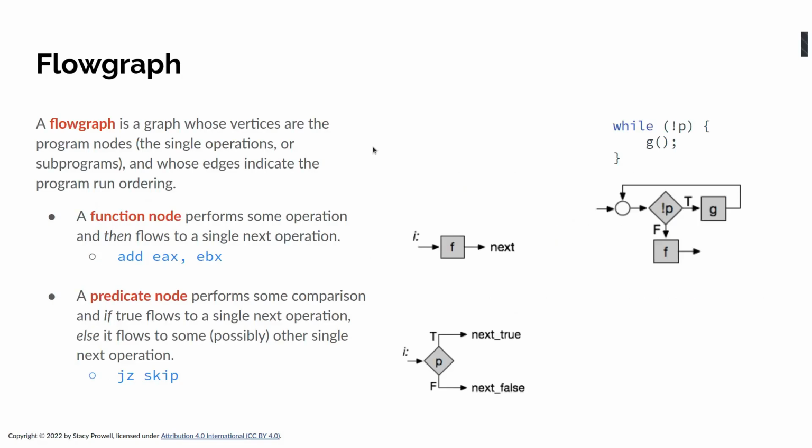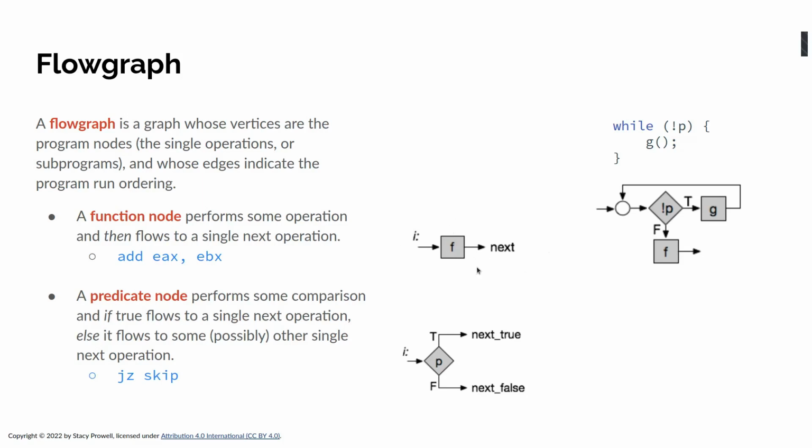Flow graphs. A flow graph is just what it says on the tin. It's a graph of the flow of your program. The vertices are program nodes, and the edges indicate program run ordering. Now, I've just gone through a whole thing explaining that that can be non-obvious, but bear with me for right now. A function node is going to do some operation, right? Function node looks like this, little block we can represent with an F. You come in, you do something, and you go on to the next thing.